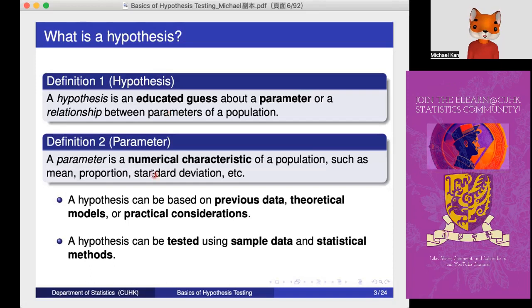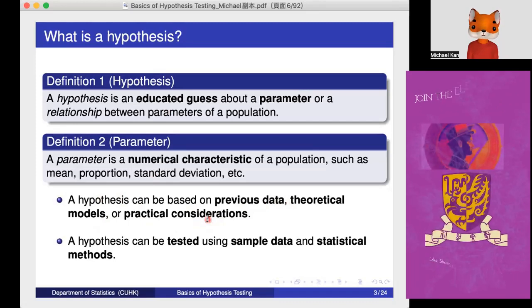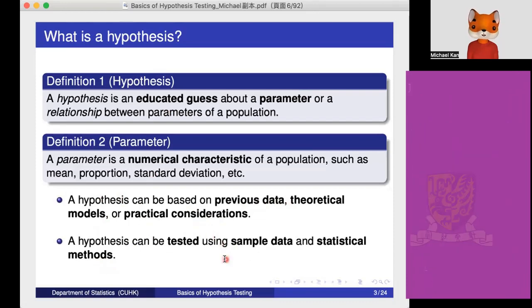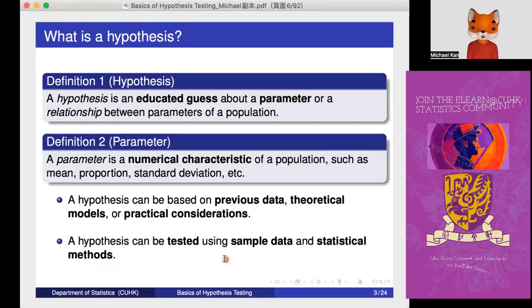In fact, our hypotheses can be formed based on previous data, theoretical models, or practical considerations. Then, our hypotheses will be tested using sample data or statistical methods. But how exactly can we test these hypotheses? How do we know if our guess is right or wrong? We're going to keep watching.